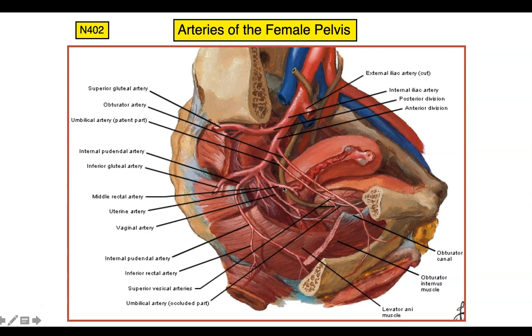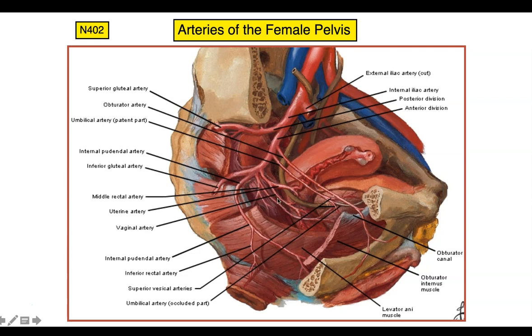The uterine artery crosses over the ureter. This is one of the characteristics of the uterine artery. It courses superior to the ureter, and then goes to the junction of the body and cervix of the uterus. Uterine artery is very tortuous. It ascends on each side of the uterus, and it supplies the uterus and a little bit of the vagina.